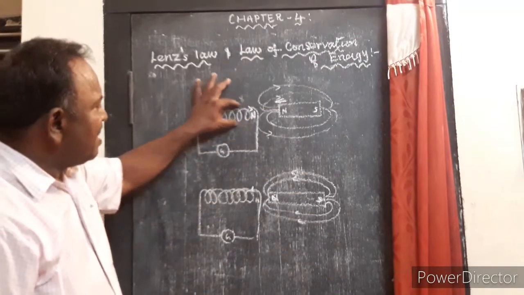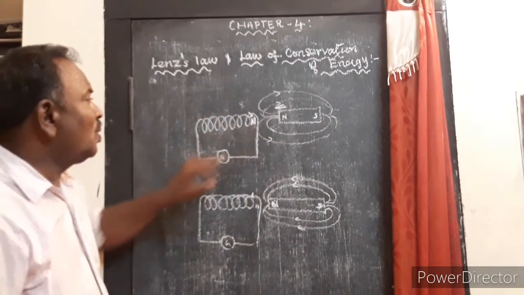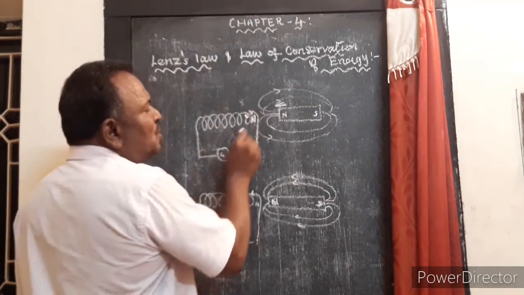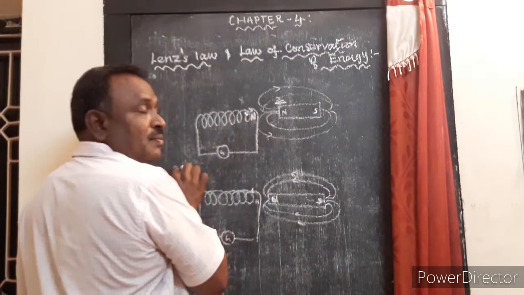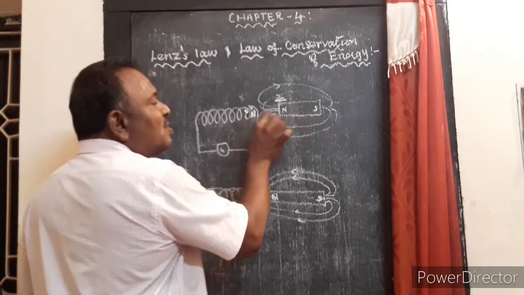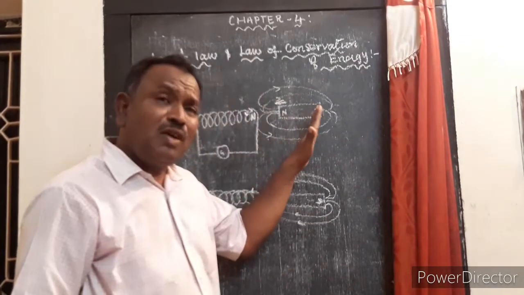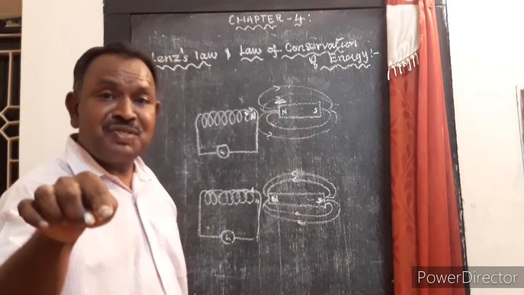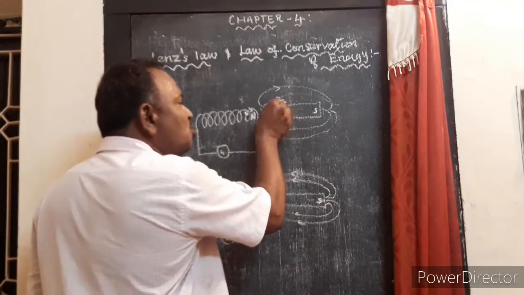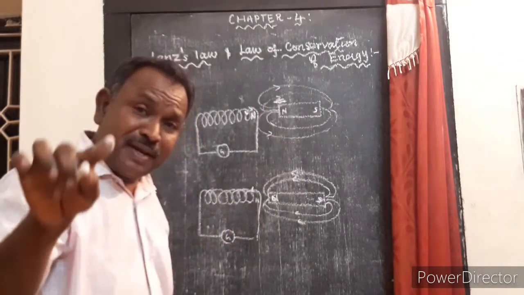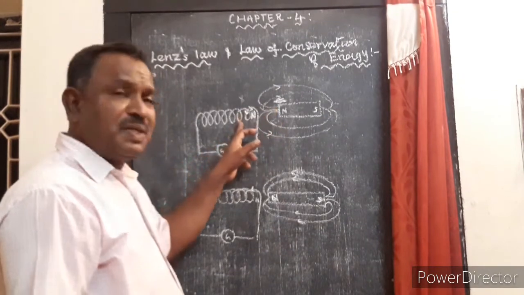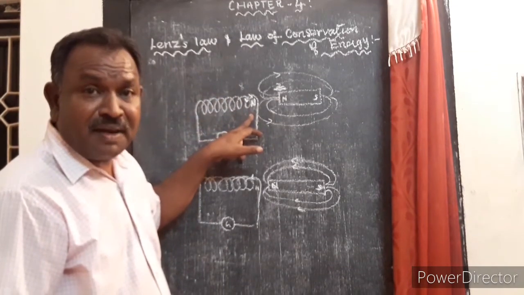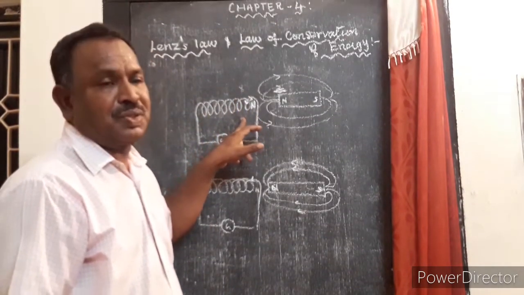A current carrying coil behaves as a bar magnet. So the current in this coil will flow in such a direction that it will become a north pole. North pole and north pole will repel. Because of this repulsive force, the magnet will not move. So in order to move that magnet, I have to spend energy. Because I am spending energy, I am overcoming the repulsive force and producing change in the magnetic flux. Because of the change in the magnetic flux, an EMF is induced.